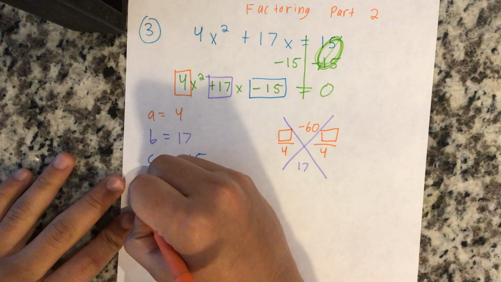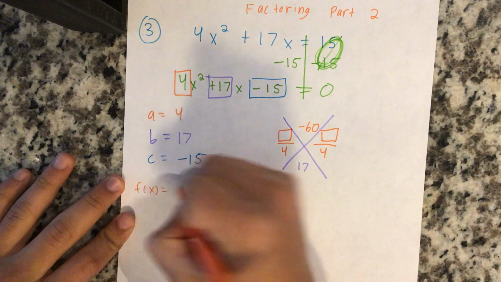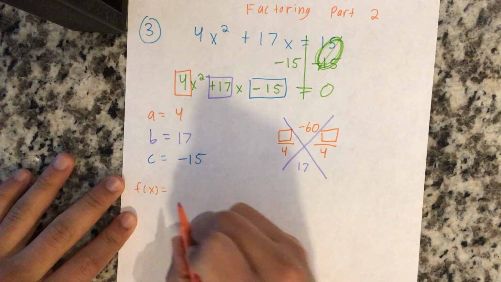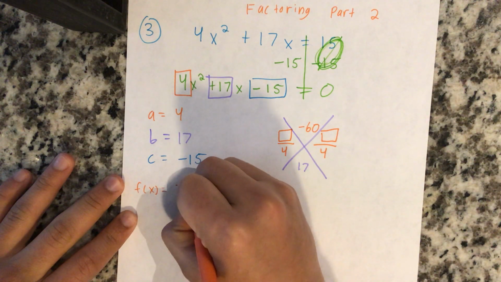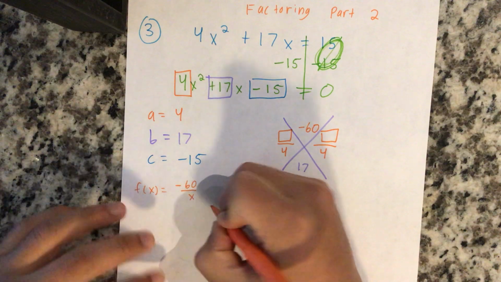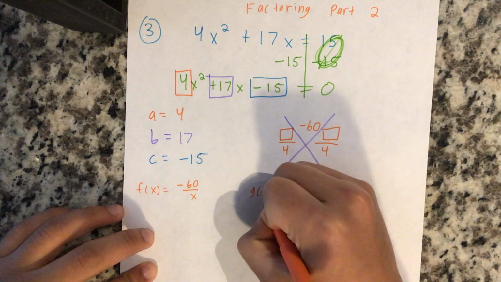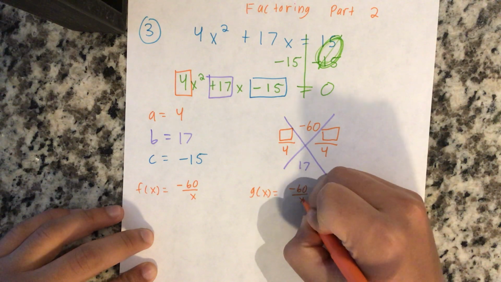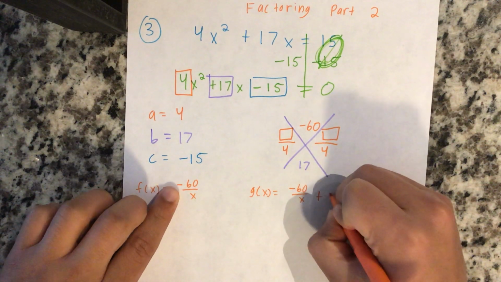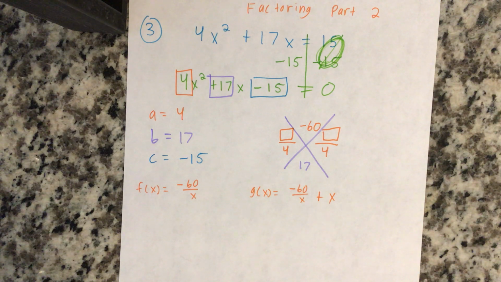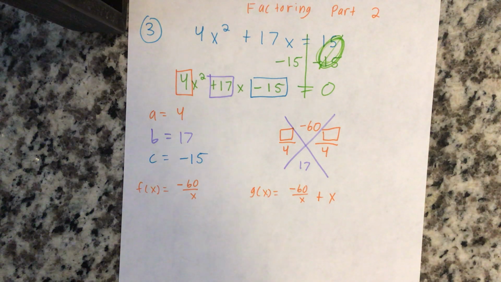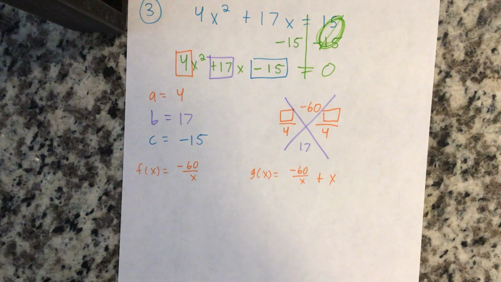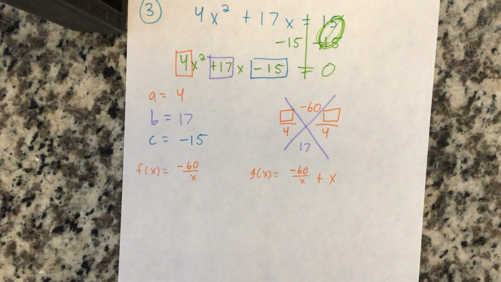So first equation, f of x equals, remember, A times c over x. So negative 60 over x. Second equation, g of x equals, remember the same thing, negative 60 over x, but we have to add the plus x, okay? Everything else is exactly the same. So, once we have those two equations, now we have to graph them. So let me pull up my graph.